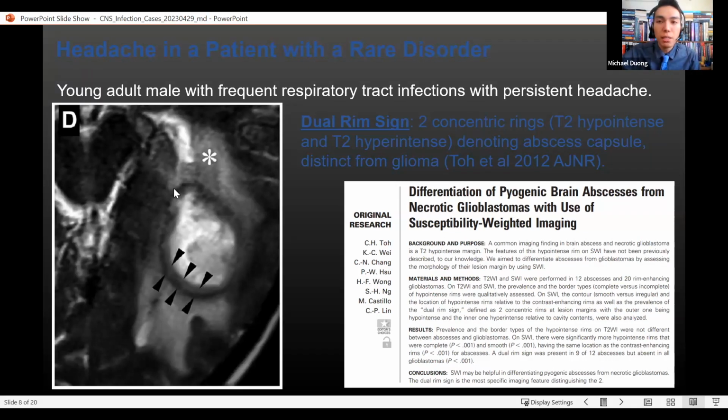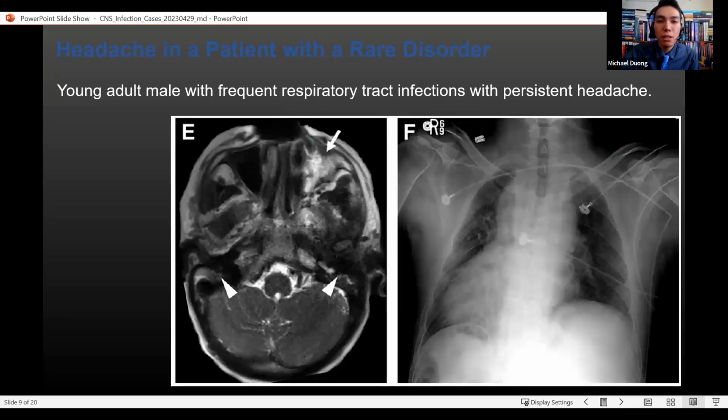On the T2 weighted sequence, you can see the presence of these concentric rims. There is a T2 hypointense exterior rim separating the perilesional edema and the abscess capsule. And then there's a T2 hyperintense ring that shows the capsule. Sometimes you can even make out a third rim, which is additionally T2 hypointense, before you get into the abscess cavity. So this dual rim sign was present in this patient, which is more suggestive of an abscess.